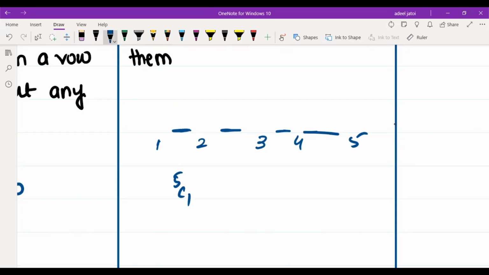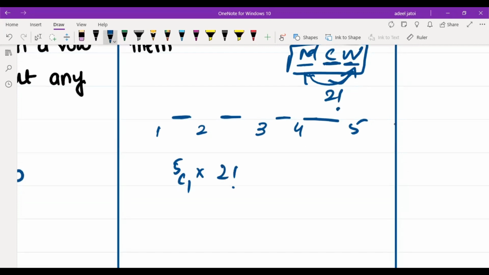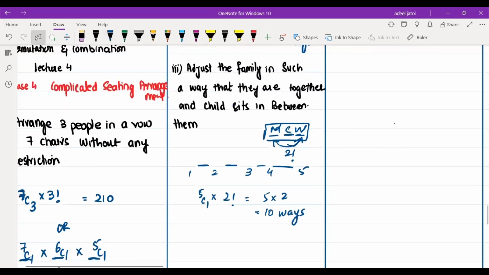So we use 5C1. And since we have a block of 3, men, child, and woman, child is fixed. But men and women can replace the position of having 2 factorial. So 5C1 and 2 factorial will be used, which means 5 into 2. The answer is 10 ways of having the child in between men and women.